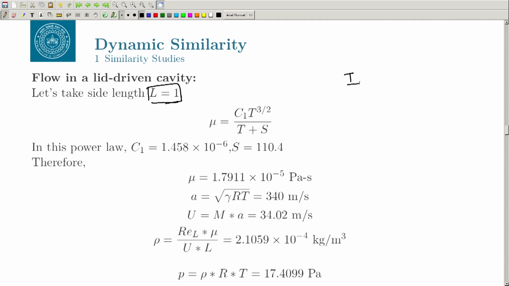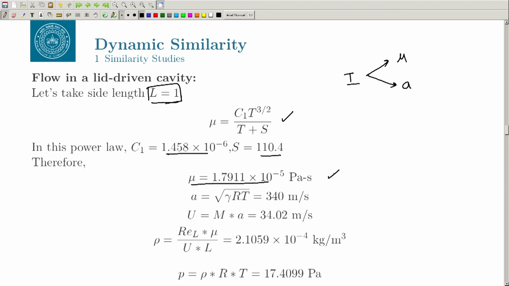So, from the temperature, what are the things that you can calculate? Your mu, the viscosity, depends directly on the temperature, and your speed of sound depends directly on the temperature, right. So, use Sutherland's law, and you know the values of C1 and S, which are constants. So, you can calculate the value of mu, which will come out to be 1.79 or so into 10 power minus 5 Pascal second.